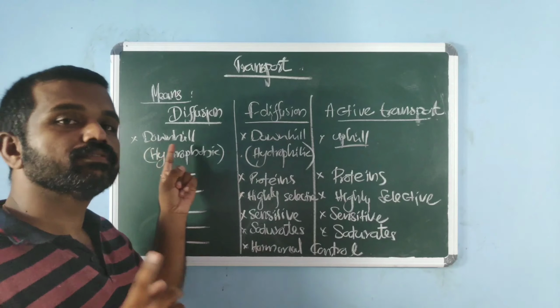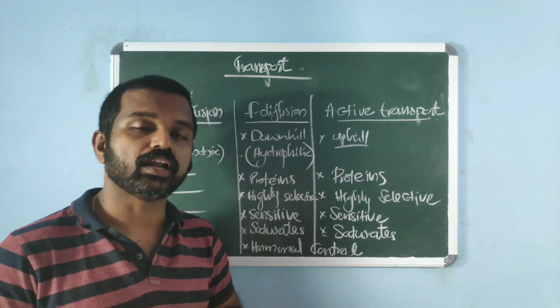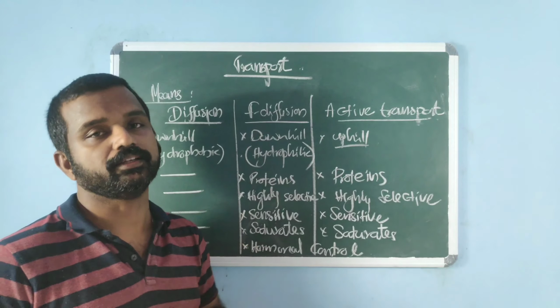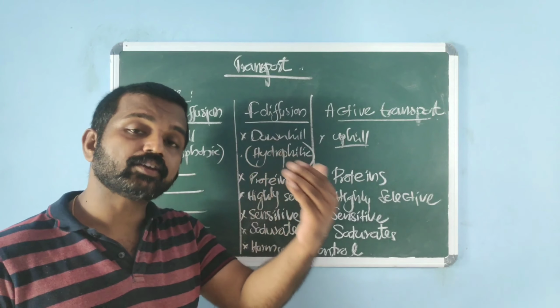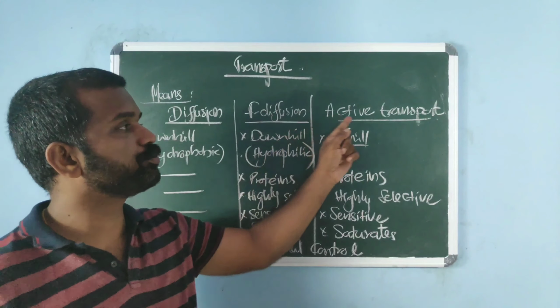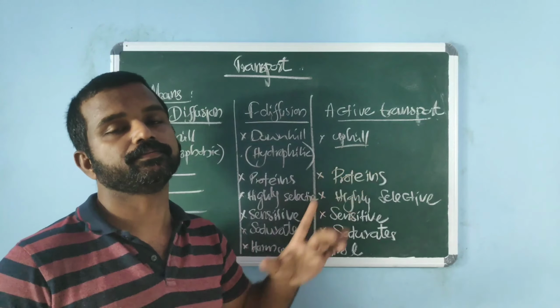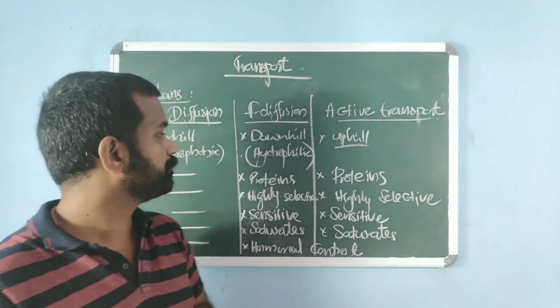Then, comparison, first point. Diffusion and facilitated diffusion are downhill transport mechanisms. That means here the movement takes place from higher concentration to lower concentration along a concentration gradient. Whereas in active transport, it is uphill, that is from lower concentration to higher concentration.